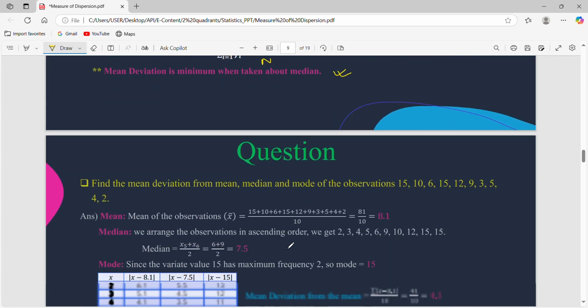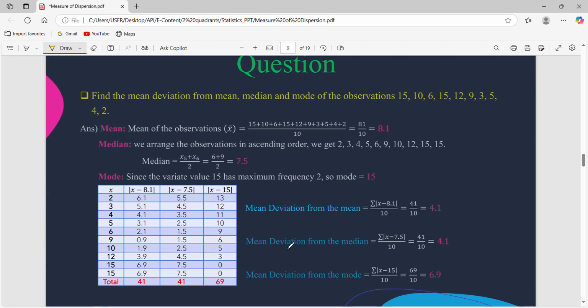So this is an important line for a short question. Next is a question. First we have an easy question. Find the mean deviation from the mean, median, and mode of the observations 15, 10, 6, 15, 12, 9, 3, 5, 4, 2. First we are going to find the mean. Mean is very easy: the sum of the values divided by the number of observations, 8.1. First, we have to count how many values there are: 1, 2, 3, 4, 5, 6, 7, 8, 9, 10.